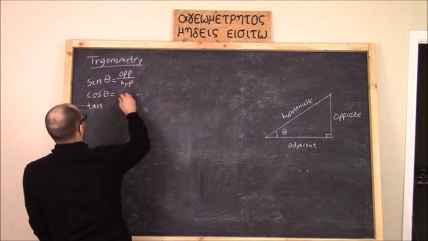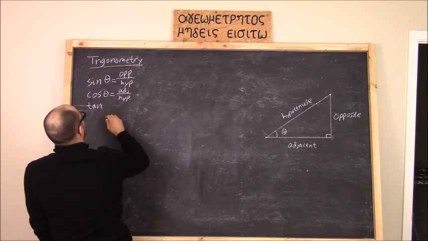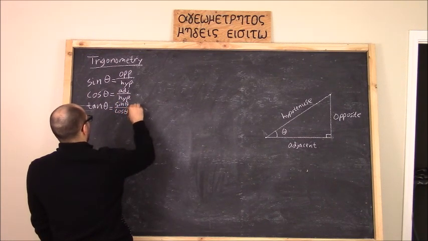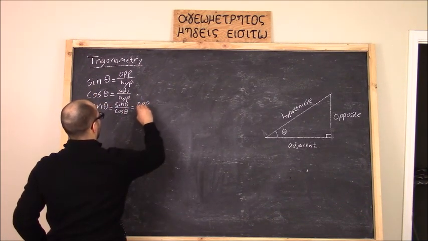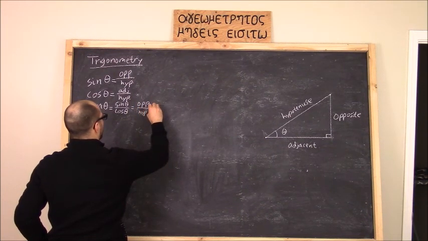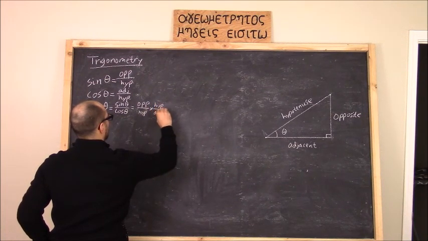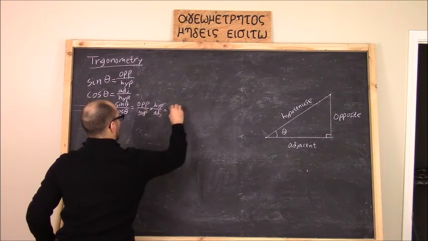Cosine of theta is equal to the adjacent side over the hypotenuse. And tangent of theta is equal to sine theta over cosine theta. So what is that? Opposite over hypotenuse. If we're dividing by fractions, we're going to multiply by the reciprocal. Hypotenuse over adjacent. So that is equal to, hypotenuse cancels, opposite over adjacent.